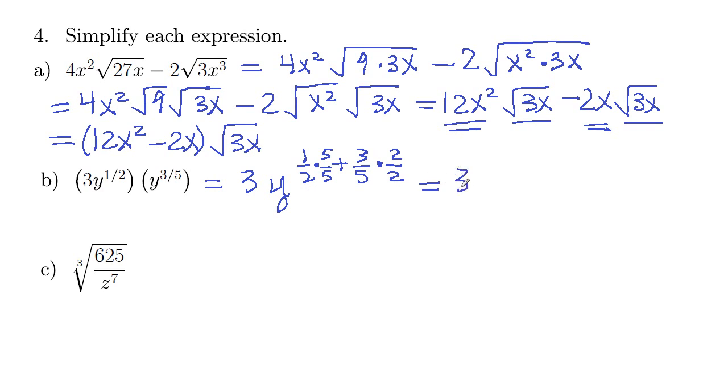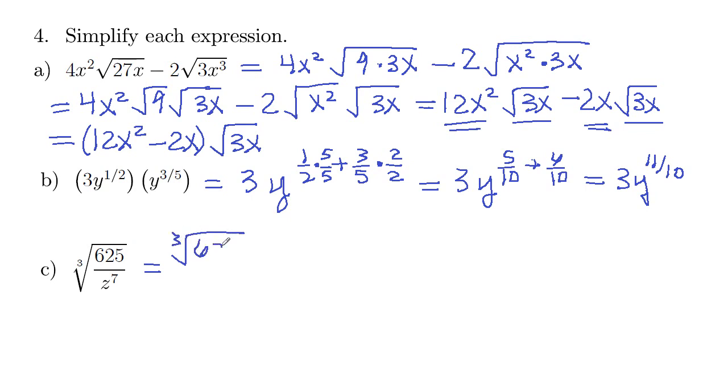So this will be 3 times y. And then this is 5 over 10 plus 3 times 2, 6. 5 times 2, 6 over 10, which is 11 over 10. So 3 times y to the 11/10 power. And that one's done. And now we've got a cube root here of a quotient. So we can take the cube root of the top and bottom separately. So cube root 625 over cube root z to the 7th.